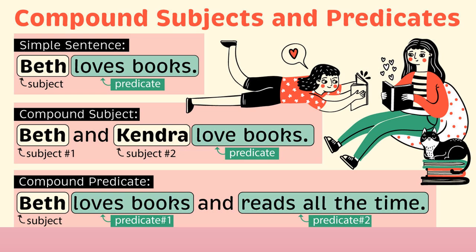Compound predicate. Beth loves books and reads all the time. So we're looking here for more than one verb. Beth is one simple subject, and she has two verbs here, loves and reads, which gives us a compound verb and compound predicate. Okay, she loves and reads. She loves books and reads all the time.